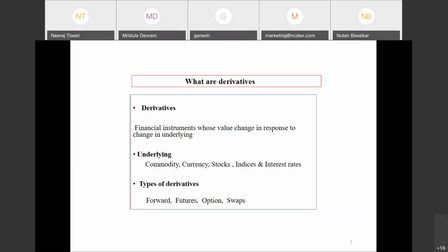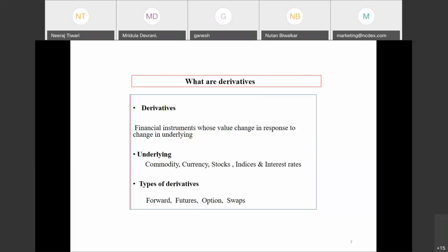Means it should mirror the spot market. So I will come to the next slide and I will tell you the exact meaning of this. Now, what are the underlying? Then you say, what is the underlying? Underlying are commodity, currency, stock indices and interest rate.